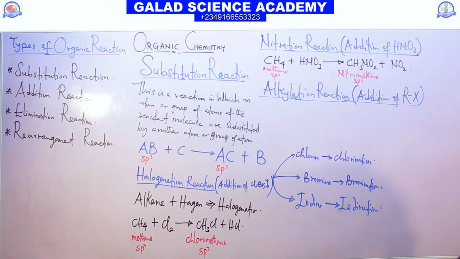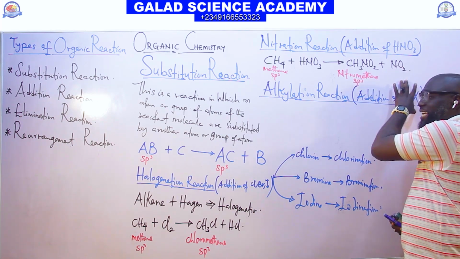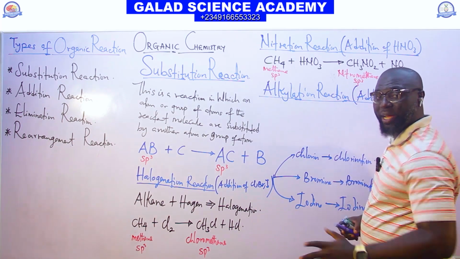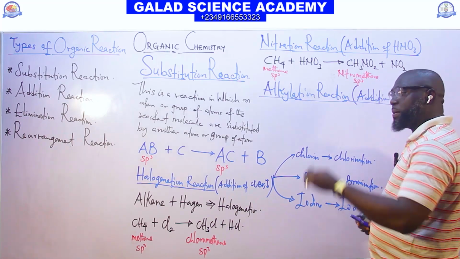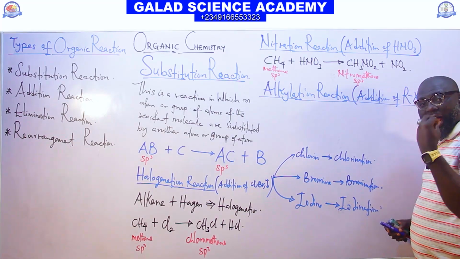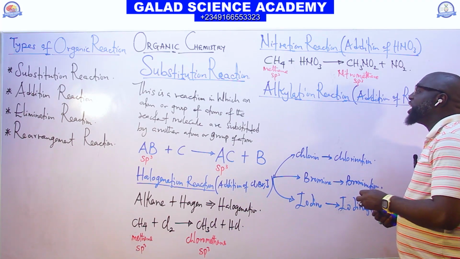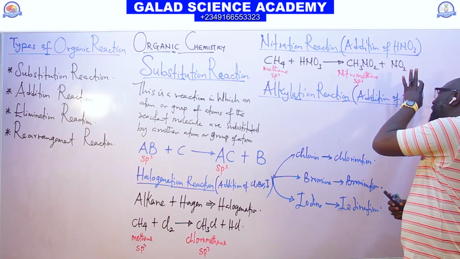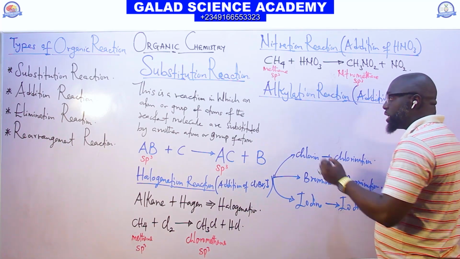The good example that I will use here is the alkylation of benzene. It is the reaction between alkyl halide and benzene in the presence of Lewis acid to produce alkyl benzene and hydrogen halide. So alkylation, I said, is the addition of alkyl halide.